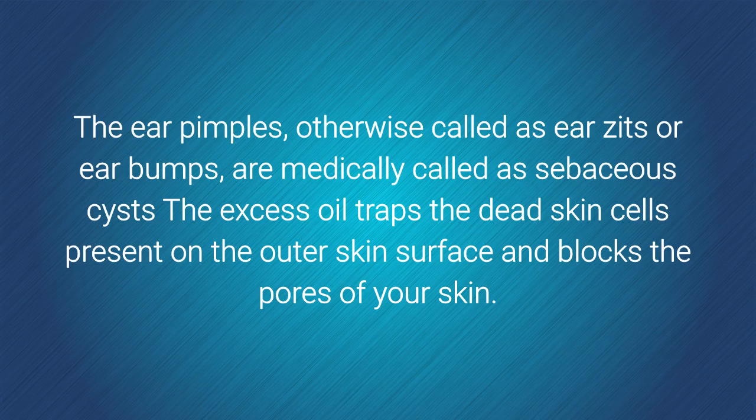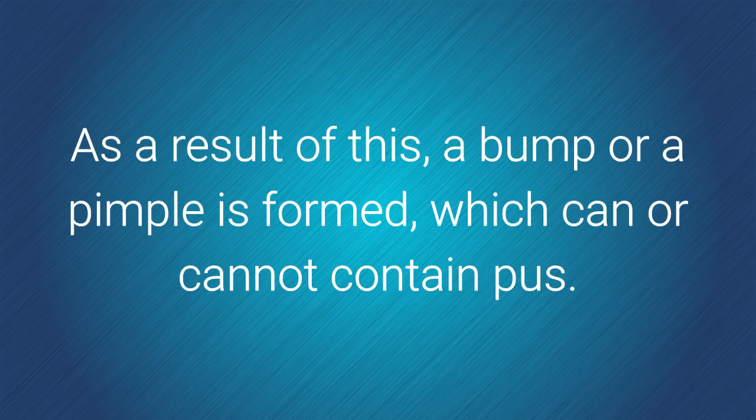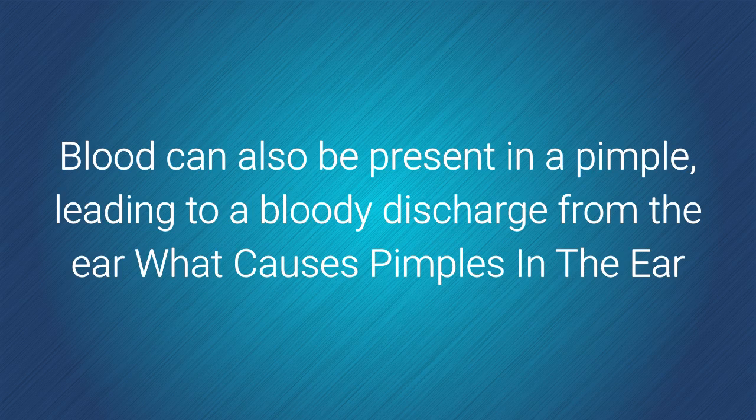The excess oil traps the dead skin cells present on the outer skin surface and blocks the pores of your skin. It also traps the bacteria and fungi present in the vicinity. As a result of this, a bump or a pimple is formed, which can or cannot contain pus. Blood can also be present in a pimple, leading to a bloody discharge from the ear.